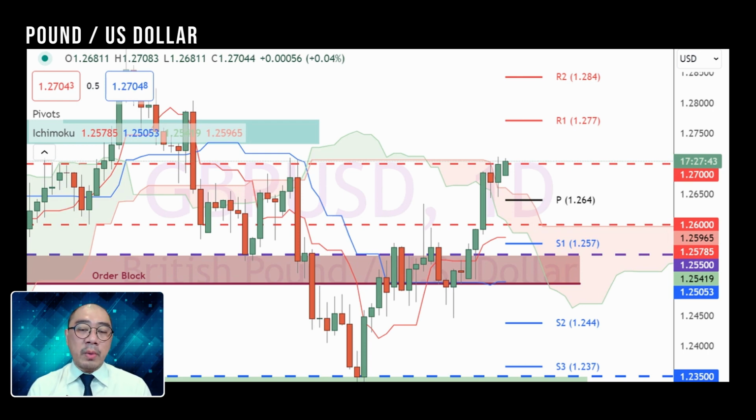Any bounces from 1.26 would be indicative of the start of a new uptrend for the pound USD. However, keep in mind we are expecting the UK retail sales number and the UK inflation number this week. If any of those comes in below the consensus, that could drag the pound USD even lower. If that's the case, we still have support at the previous order block, which is at 1.25, 1.2550 on the pound USD.